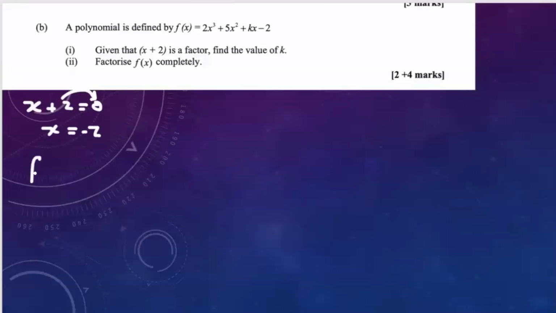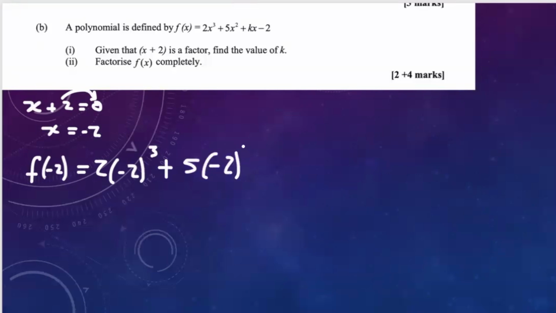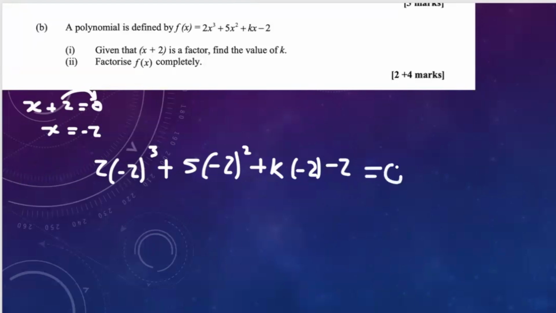So we have f of negative 2 equal to negative 2 cubed plus 5 times negative 2 squared plus k times negative 2 minus 2. Now, when you substitute minus 2, what this is telling us is that our remainder is 0. So what we have here is a remainder of 0.